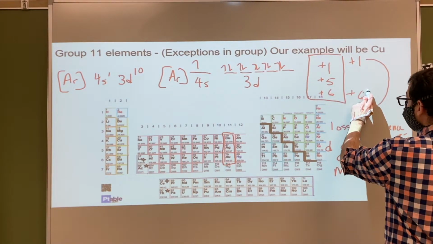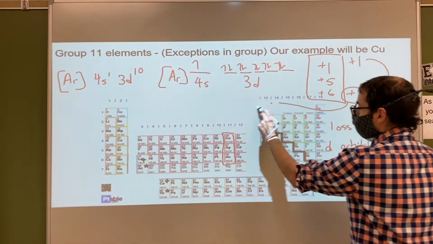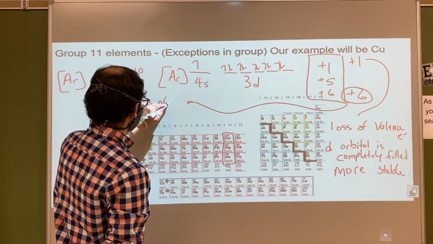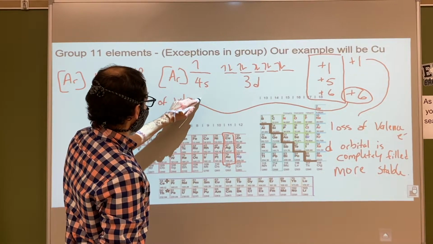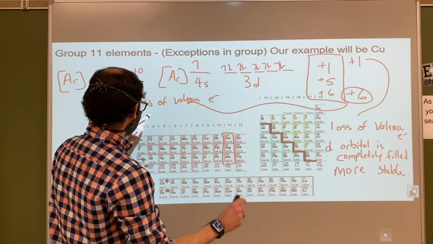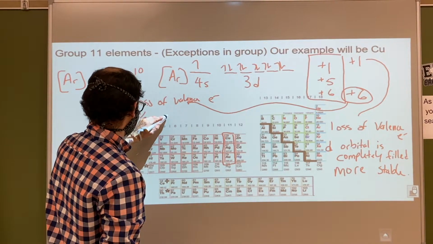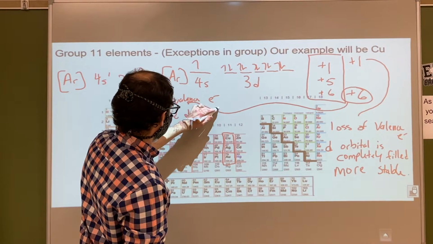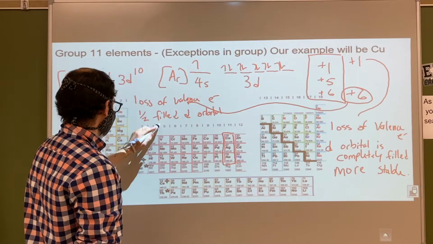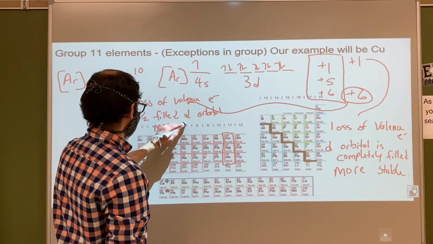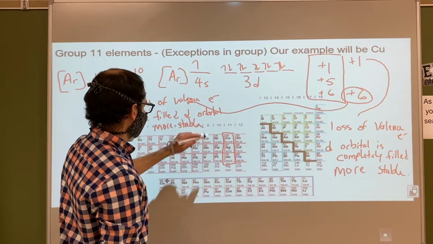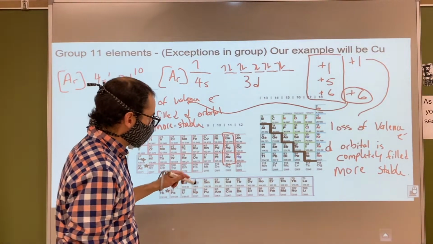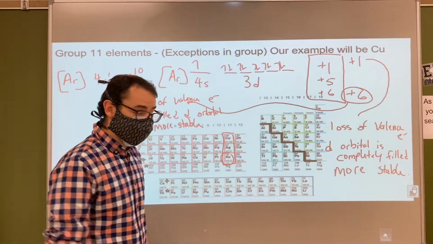Now, if you want to go with +6, you can totally do that as well. So for this one, you still say loss of valence electrons, and then you have to say half filled d orbital, more stable. And for us, for this year, either of those is fine for copper. Either of those is fine for gold too.